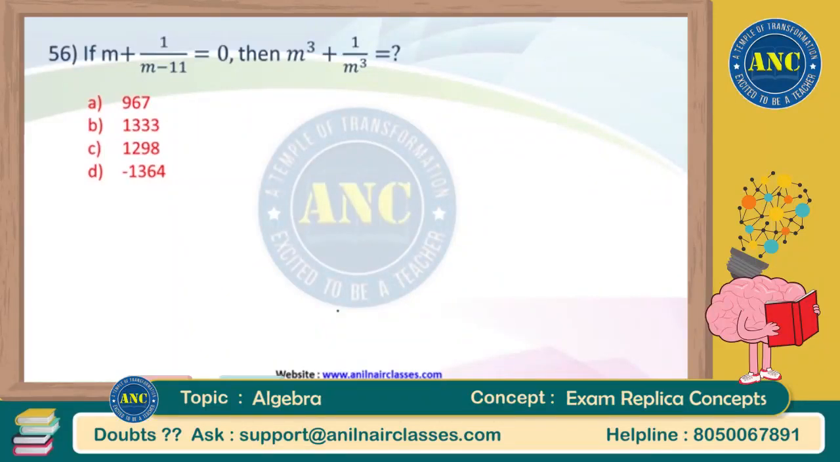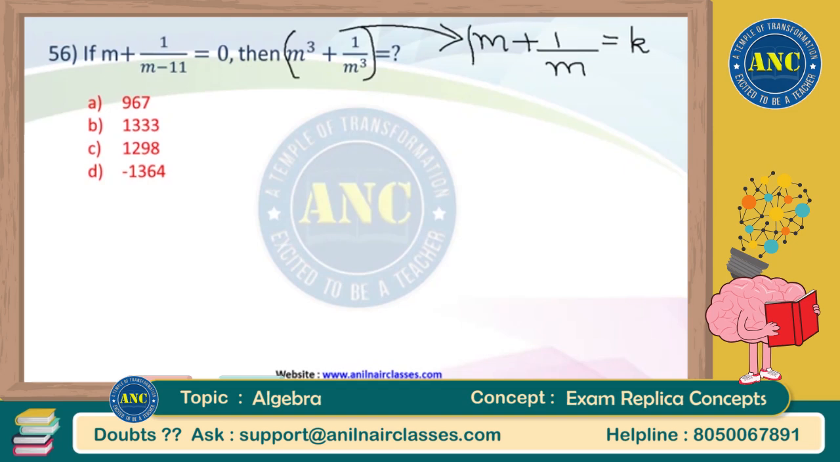is the concept. How to solve my problems. Now see here, sir. Problems are damn easy if you know the concept. Now see here. m plus 1 by m minus 11 is 0. m cube plus 1 by m cube I need to find. If I had the value of m plus 1 by m as some constant k, then finding out m cube plus 1 by m cube is not at all a difficult task.